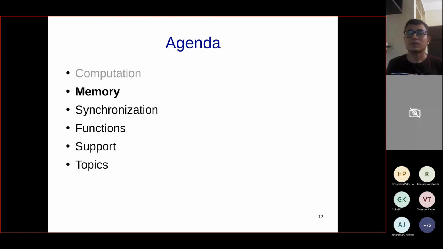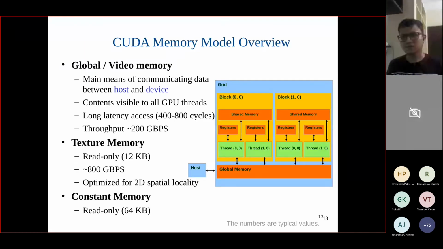Then we'll see something called memory coalescing, and array of structures versus structure of arrays. And probably then we'll learn how to exploit shared memory, which I mentioned in the previous lecture. So let us start with memory. I'll just cover one slide for today, I guess.